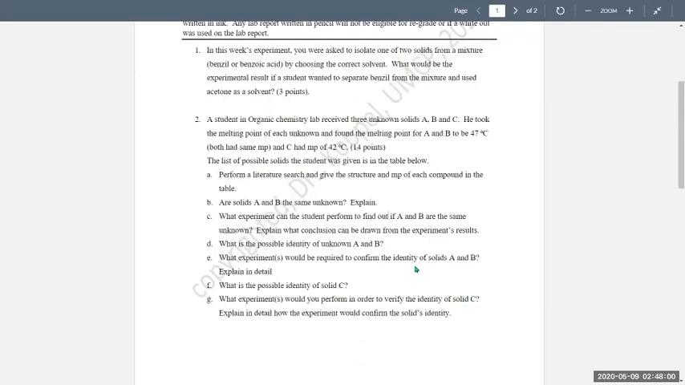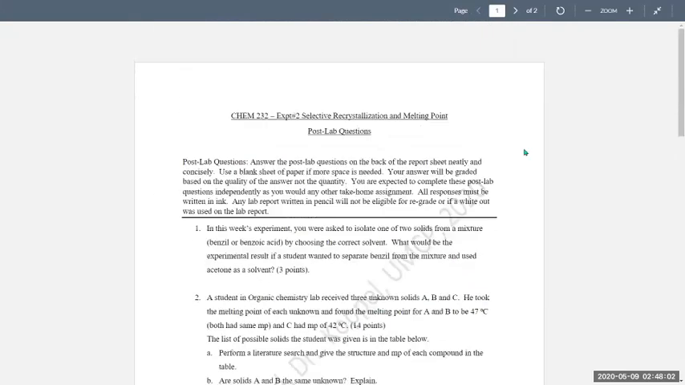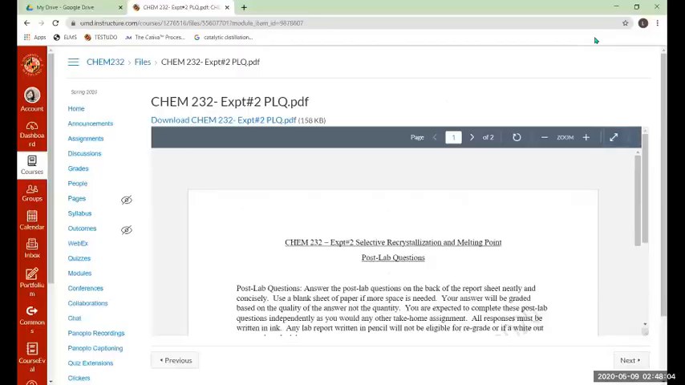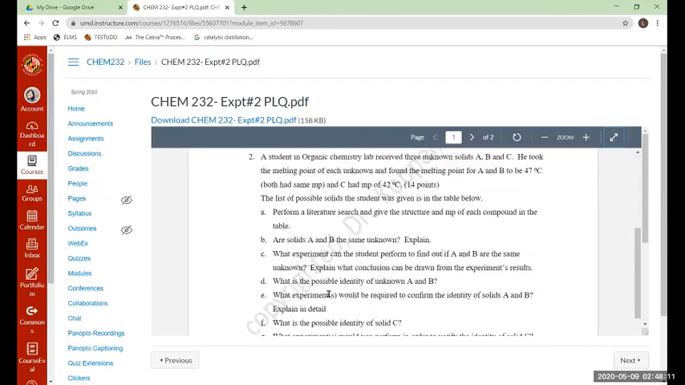So I think that question 2 of the postlab is something important to watch out for. Basically, be able to identify an unknown by mixed melting point analysis.